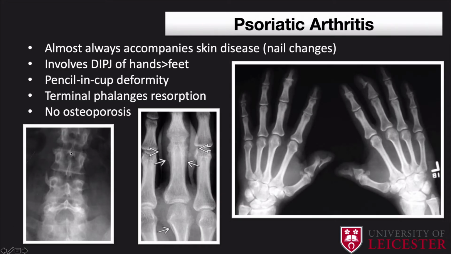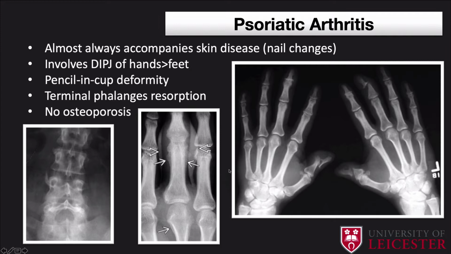So moving on, we're going to another seronegative spondyloarthropathy. This is our psoriatic arthropathy. It almost always tends to accompany skin disease, so you get nail changes, and as with erosive OA, classically the distal interphalangeal joints, more so within the hands than in the feet.